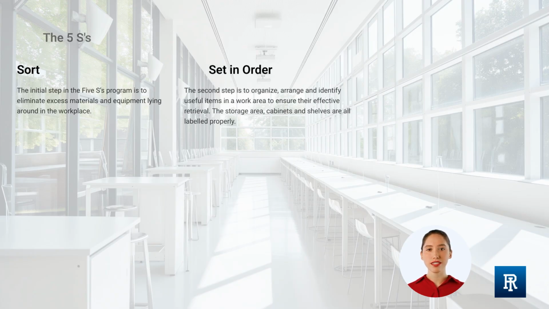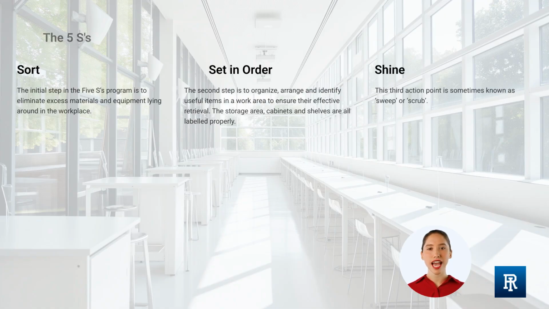Set in order, the second step is to organize, arrange, and identify useful items in a work area to ensure their effective retrieval. The storage area, cabinets, and shelves are all labeled properly. The objective of this step is, as the old mantra says, a place for everything and everything in its place.